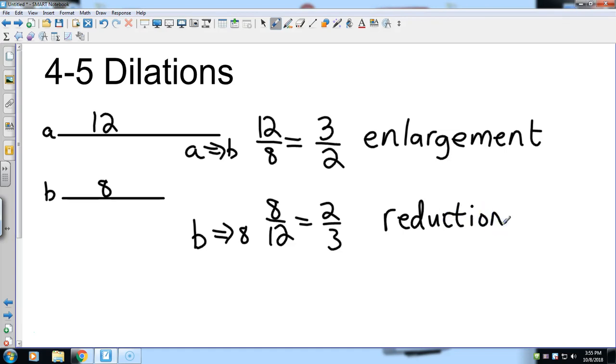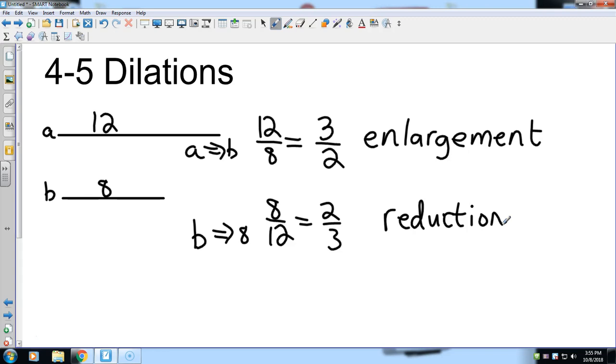And that is your basic dilation. That is an enlargement or a reduction. Now, we're also going to do one in class, an actual manual enlargement. So we'll do a dilation of a shape, and I will show you that in class tomorrow.